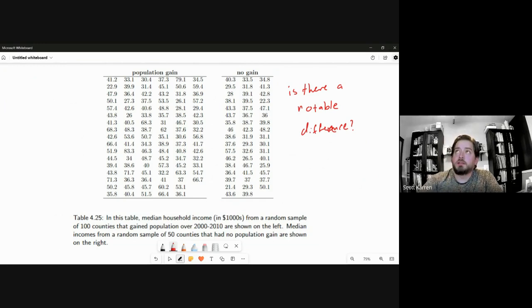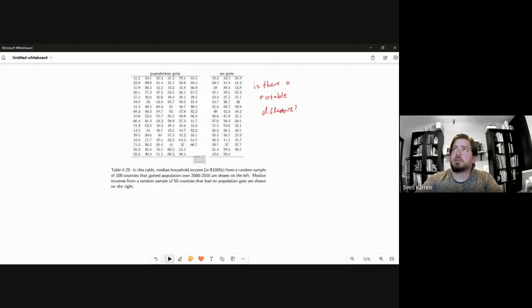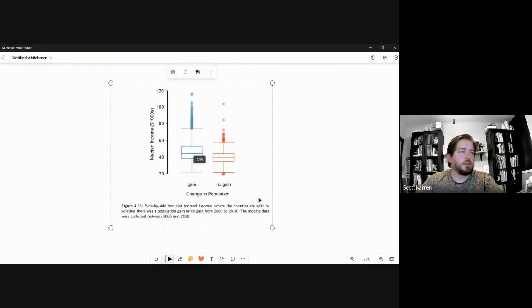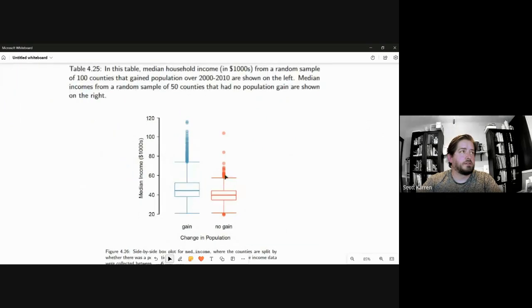So what they've done is, and they didn't use this data, which is weird. This book drives me crazy. I hate this book. But they used a different set of data, but the same kind of idea here.